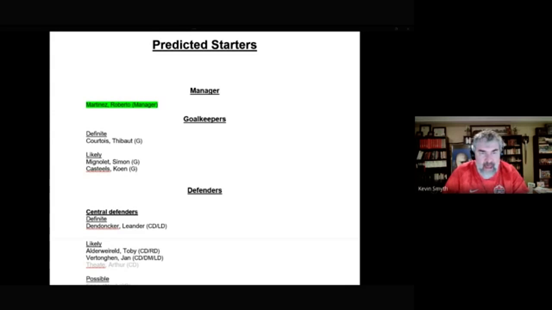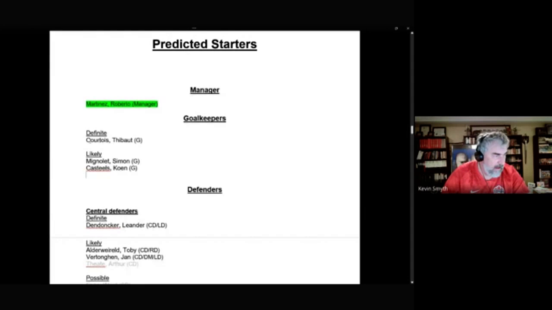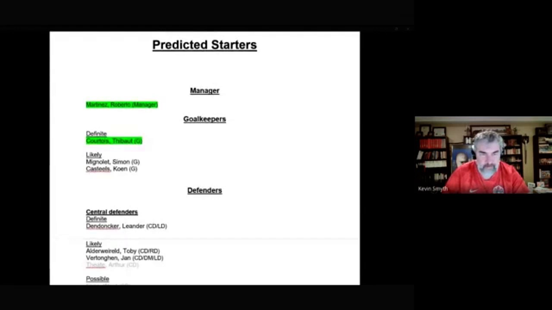Okay, Thibaut Courtois, Simon Mignolet, and Koen Casteels. And we said in the last podcast that we thought Courtois would be the starter provided he was fit. He answered that by starting all three recent games, which suggests that he is fit and ready to go. So we think he's going to be the starter.